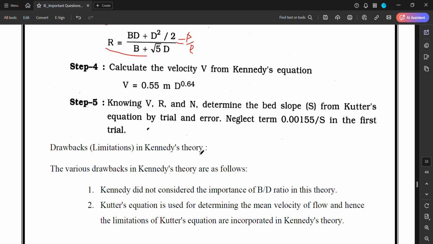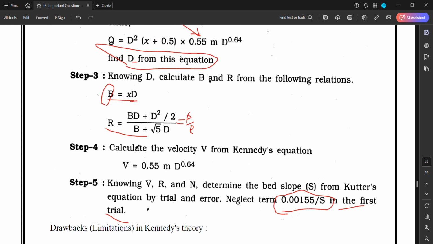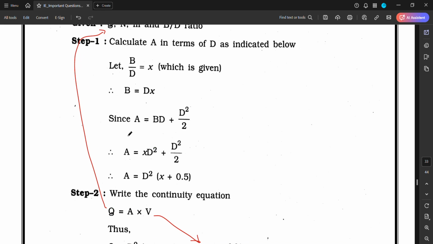Step 5: knowing V, R and N, determine the bed slope S from Kutter's equation by trial and error. Neglect 0.00155/√S in Kutter's formula in the first trial. So these are the design procedure for when the B by D ratio is given.